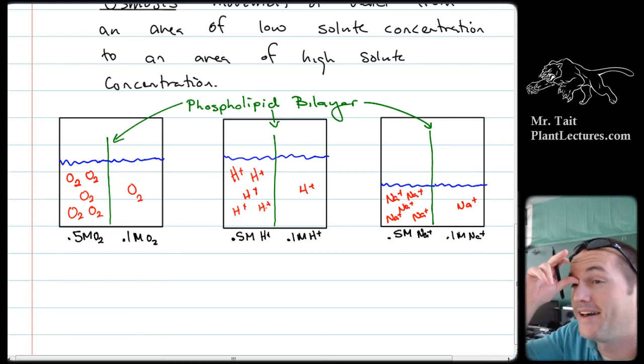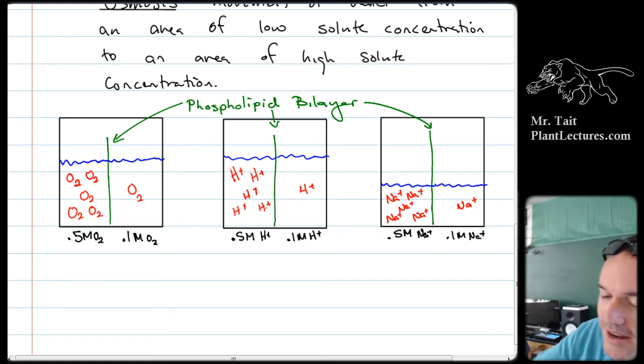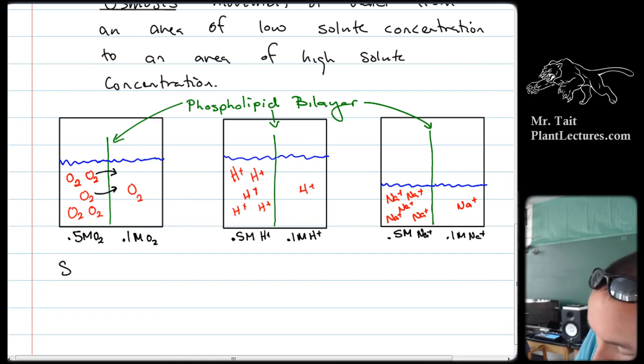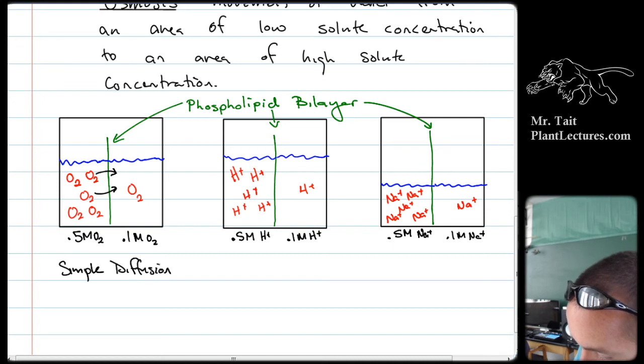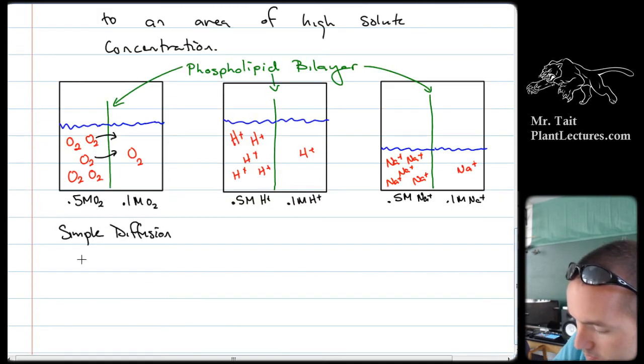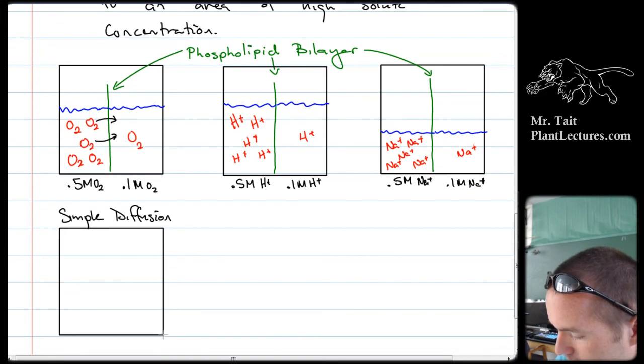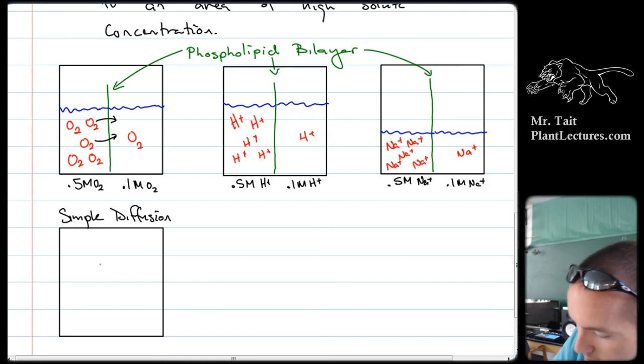Why 1? Because it's nonpolar. So in beaker number 1, if we're going through a phospholipid bilayer, the only things that can go through are small and nonpolar. And so that means that this diffuses into here like that. This is called simple diffusion. And you'll end up with a beaker that looks like this.